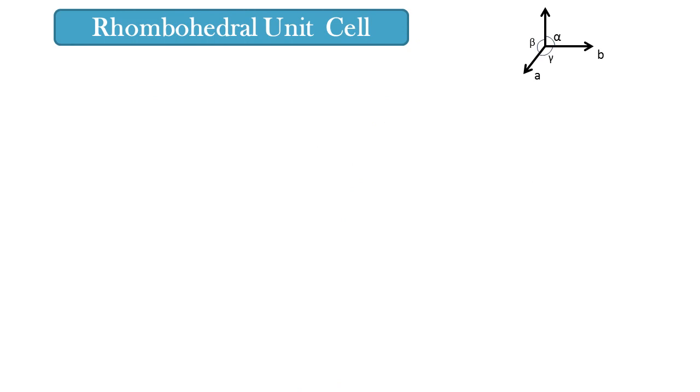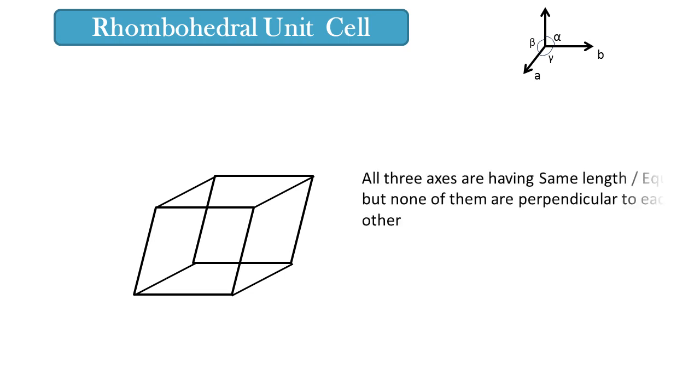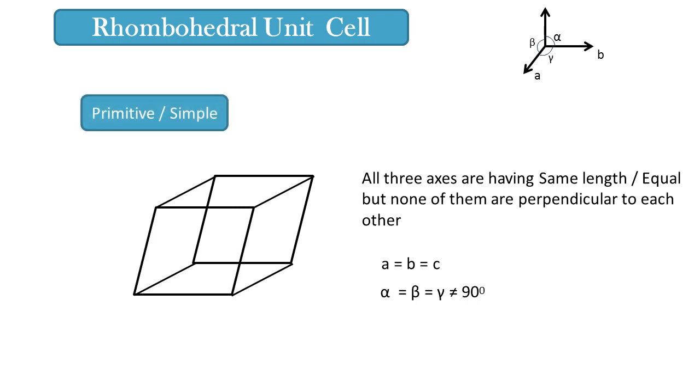Fifth system is rhombohedral. As the name suggests, this unit cell has the shape of a rhombus, where all the sides are of equal length, but the angle between them is not 90 degrees. That is, none of the axes is perpendicular to any other. It has only one kind of unit cell, which is simple, having atoms at the corners only.